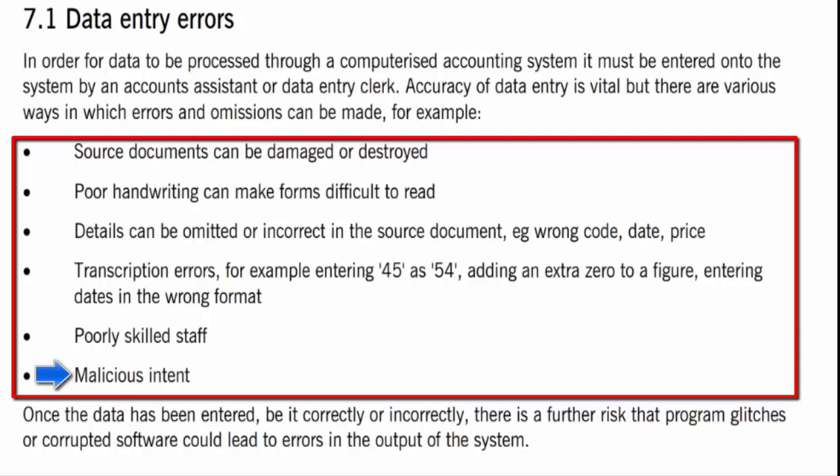6. Malicious intent, fraud, or dishonesty. Yes, sadly, this happens too. Example, an employee intentionally changes the numbers to hide stolen money or overstates sales to earn a performance bonus. According to the FIA FA1 book, these types of errors can happen before the system even processes anything, and they affect the reliability of the entire accounting process.